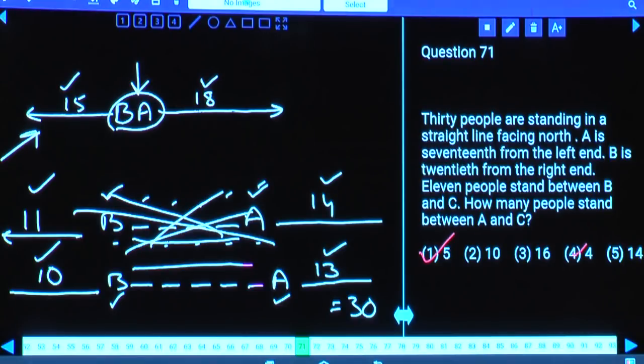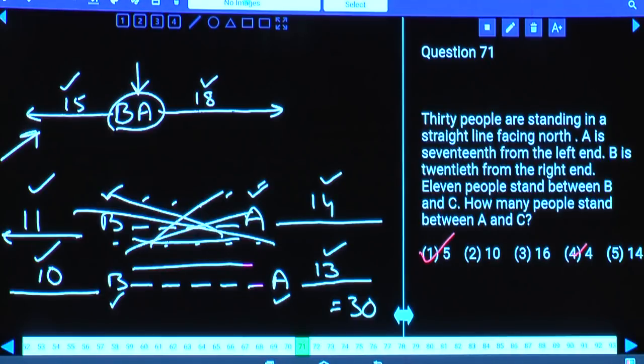Now the same concept I explained in between A and C. Friend. Now between A and B, then now B and C. B is 20th from the right hand. 11 people stand between B and C. If 11 people stand between B and C, now B is here and C must be left hand side or right hand side? Right hand side because left hand side there are only 10 persons.